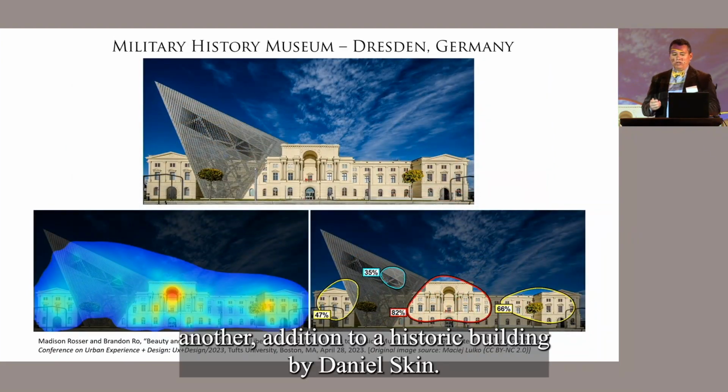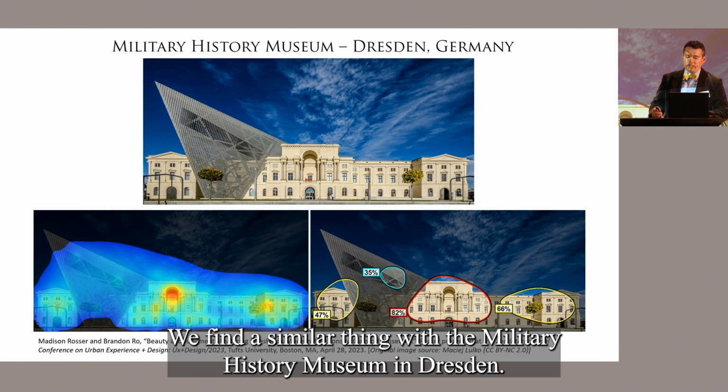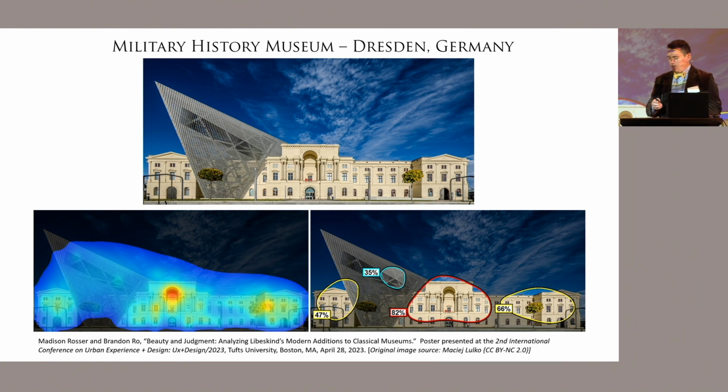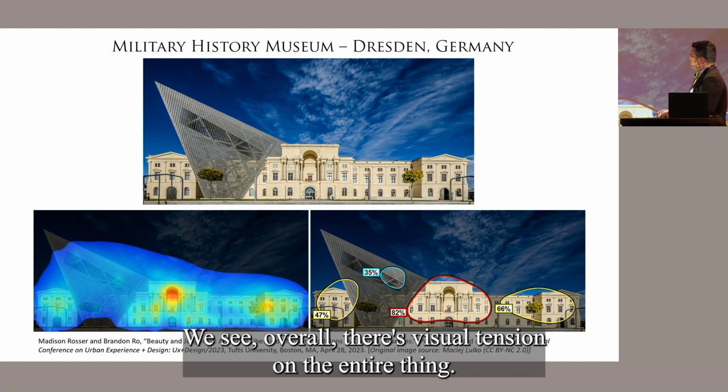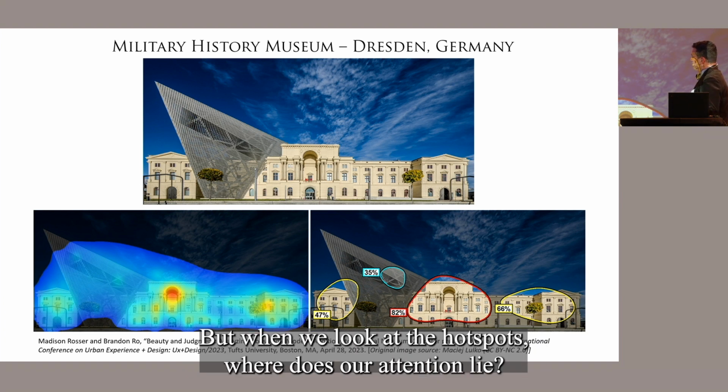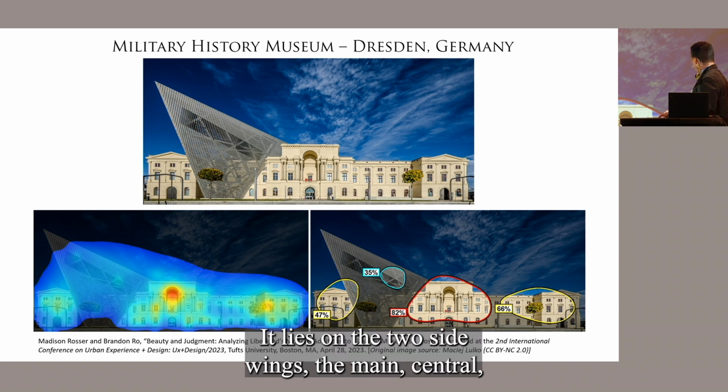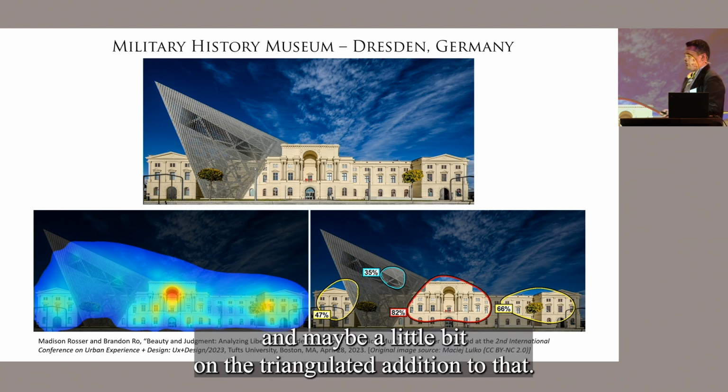If we look at another addition to a historic building by Daniel Libeskind, we find a similar thing with the Military History Museum in Dresden. We see overall there's visual attention on the entire thing, but when we look at the hot spots, where does our attention lie? It lies on the two side wings, the main central, and maybe a little bit on the triangulated addition to that.